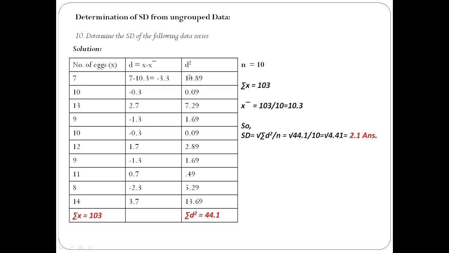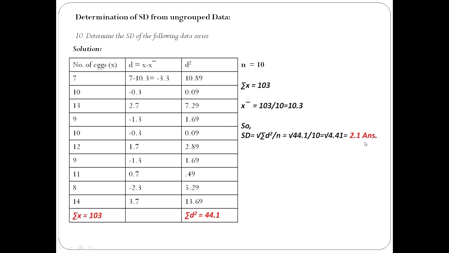So it is mathematically correct to omit the negative sign. Similarly, in that way all the D become converted into D square. So here we find our D square, that is, D square is equal to 44.1. So the standard deviation is equal to root over of summation of D square by n, that is root over of 44.1 by 10, that is root over of 4.41, that is equal to 2.1.